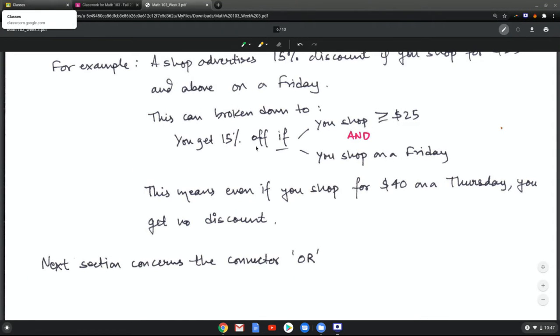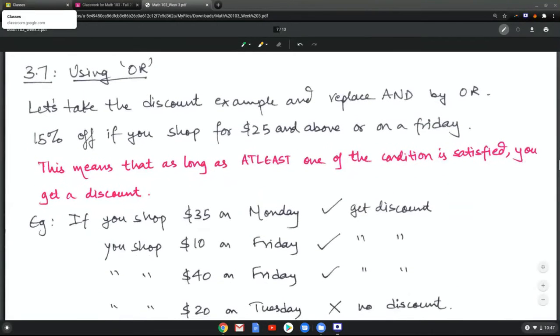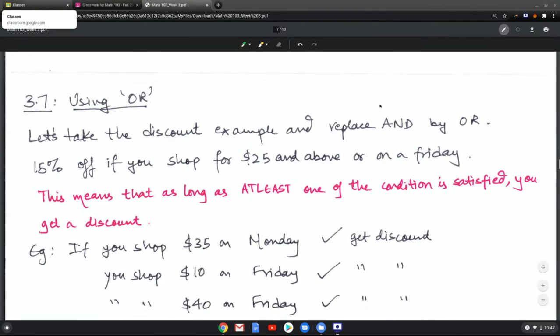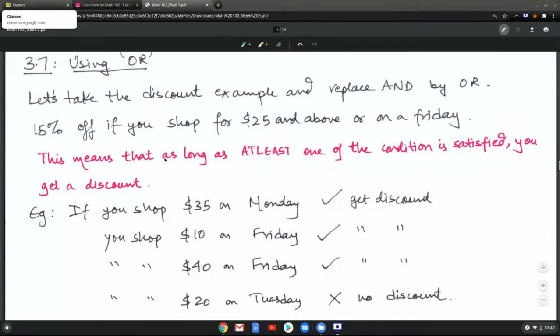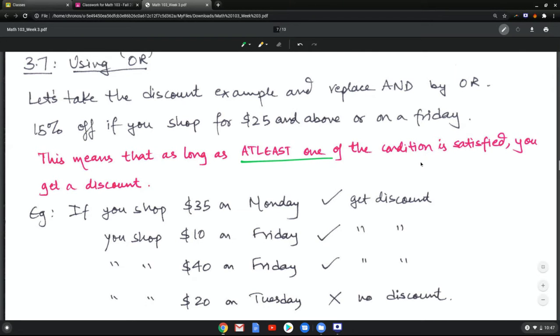Okay, we're going to talk about a connector OR. Let's take the same discount example and replace AND by OR. So you get 15% off if you shop for $25 and above or on a Friday. This means that as long as at least one of the conditions is satisfied, you get a discount.